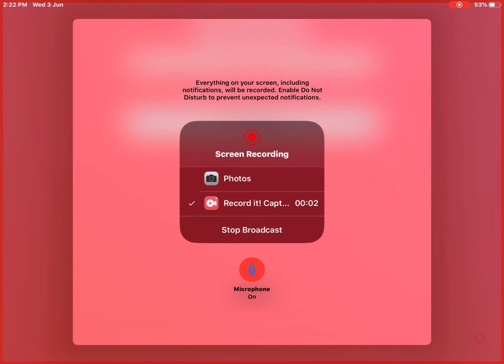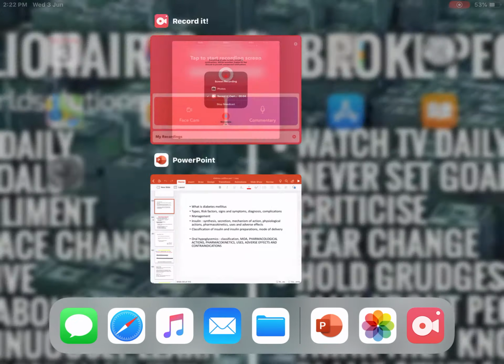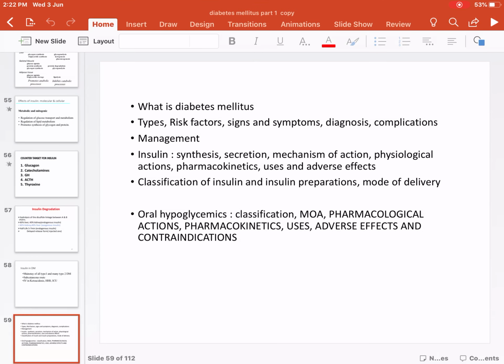Good morning. Today we'll continue with diabetes mellitus. In the last class we learnt about diabetes mellitus: what the types are, the risk factors, the signs and symptoms, diagnosis, complications and management. How do you diagnose based on FBS, PPBS, RBS and HbA1c. We also learnt about the management which included insulin and oral hypoglycemic drugs.